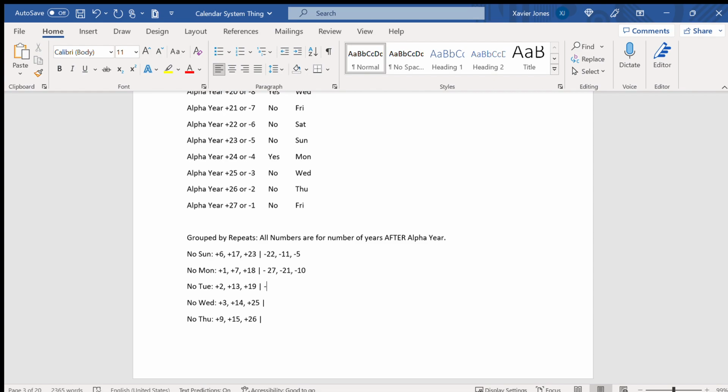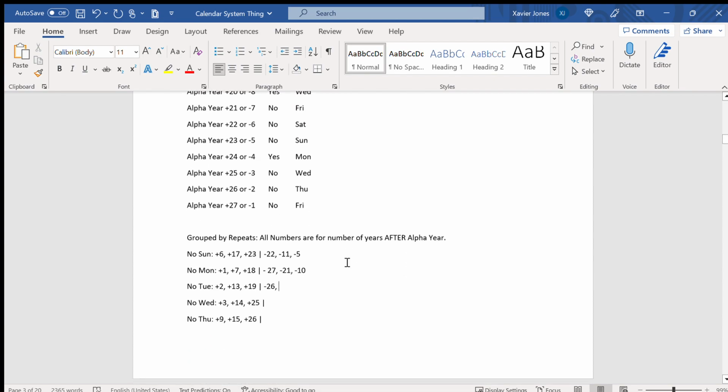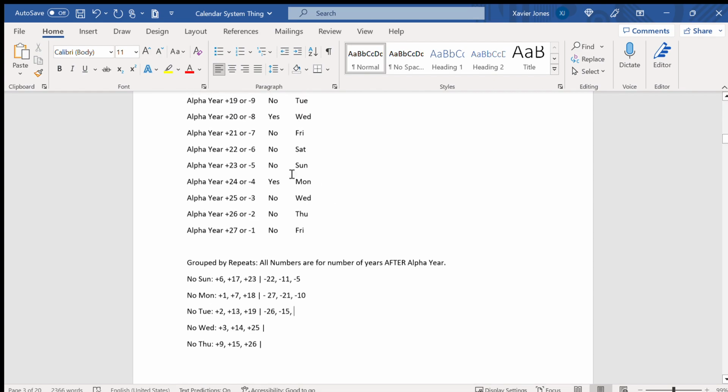+2 corresponds to -26. +13 corresponds to -15. +19 corresponds to -9. I feel like I should just remember some of these, but yeah, whatever. +3 corresponds to -25. +14 corresponds to -14. I remember that one. +25 corresponds to -3. Ain't that funny?